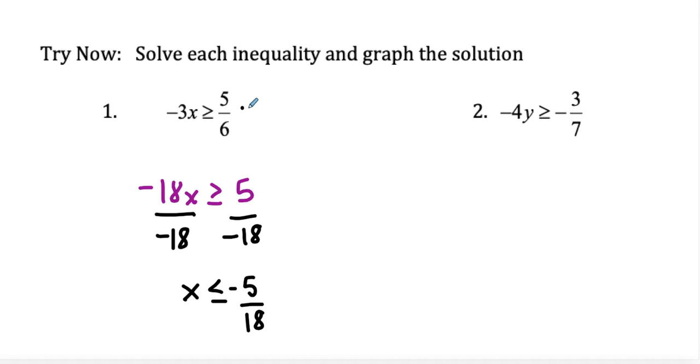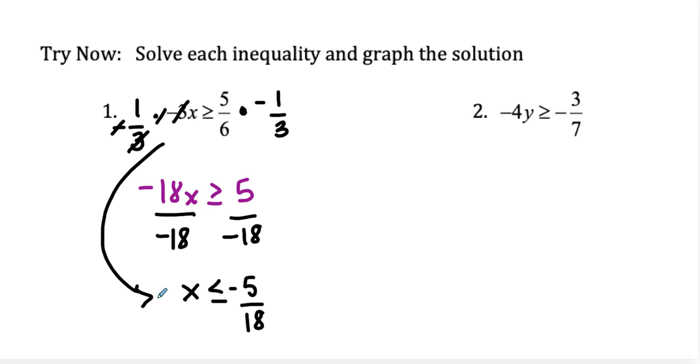Well, because if you think about it, we're trying to isolate x. So if I want to get rid of that -3, and I multiply by -1/3, which is the reciprocal, what happens is the 3's will cancel, the negatives will cancel, and I'll be left with 1x. And then all I have to do is multiply 5/6 times -1/3, which gives me -5/18. So either way, that works.